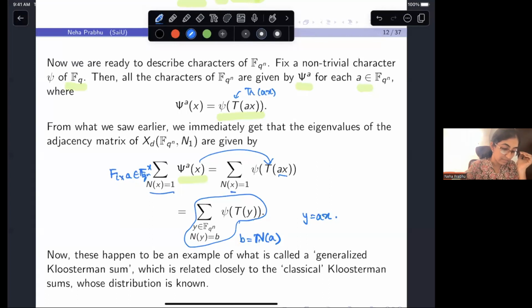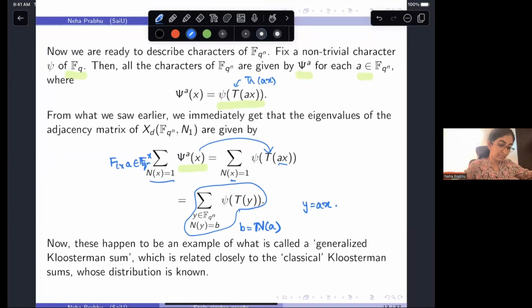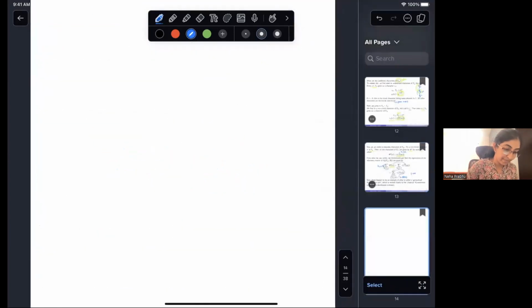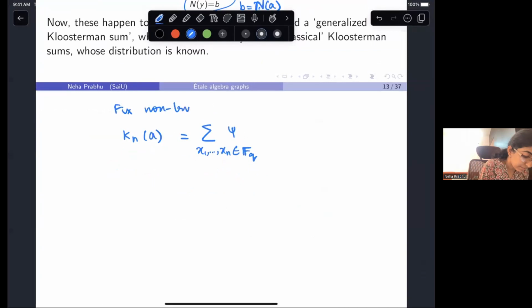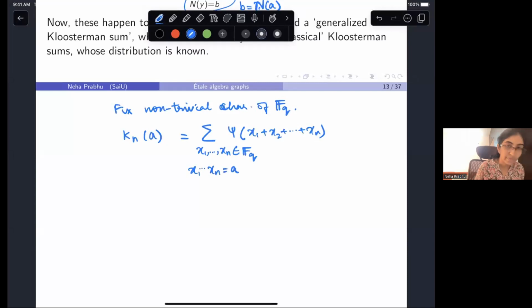Maybe I should write. So the Kloosterman sum is: you take x1 and so on till xn in Fq, and you fix a non-trivial additive character, so a character of Fq, and you apply it to x1 plus x2 plus and so on till xn, where this satisfies the fact that the product is A. This is the classical Kloosterman sum.